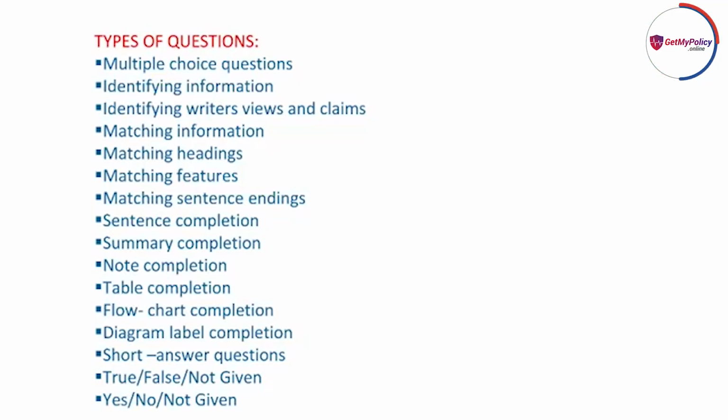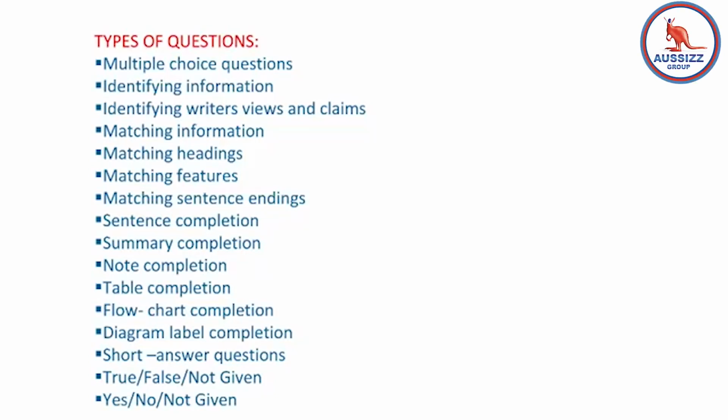The fourth is matching information. You need to match which particular information belongs to which paragraph. Then matching headings, which is indeed a very common type of question that students need to deal with. The sixth is matching features. Again, matching is all about matching everything. Matching sentence endings: complete your sentence. They will give you half a sentence, and further in a table or a box they will give you different sentence endings. Now match and complete it. Then sentence completion, then summary completion, then note completion. Again it is all completion.